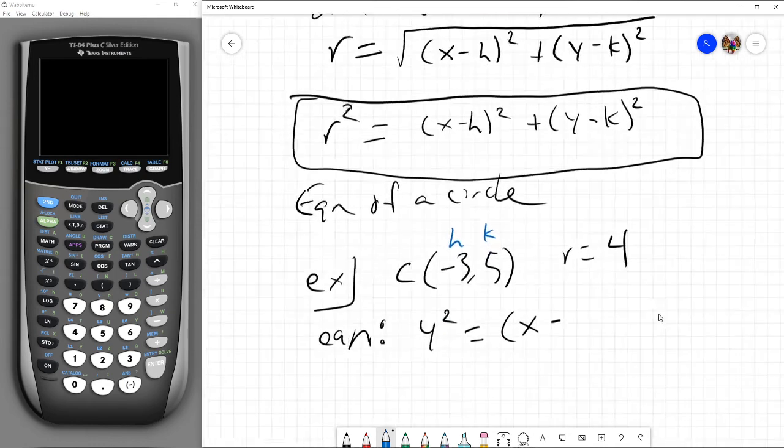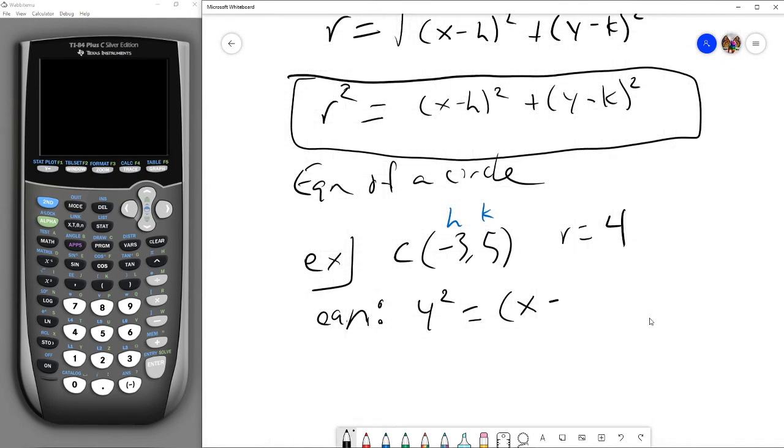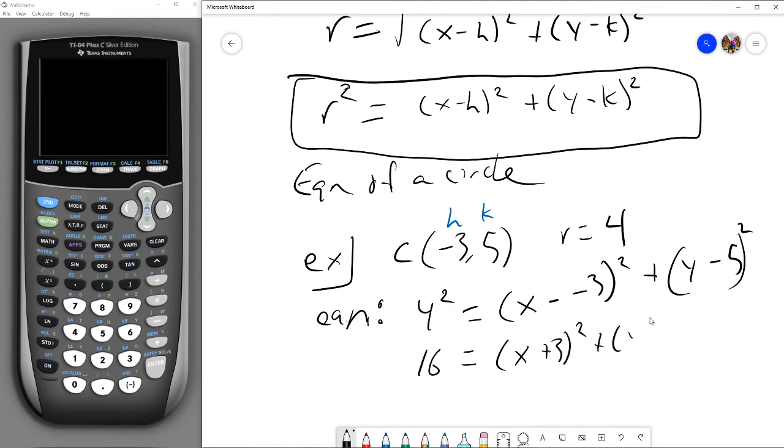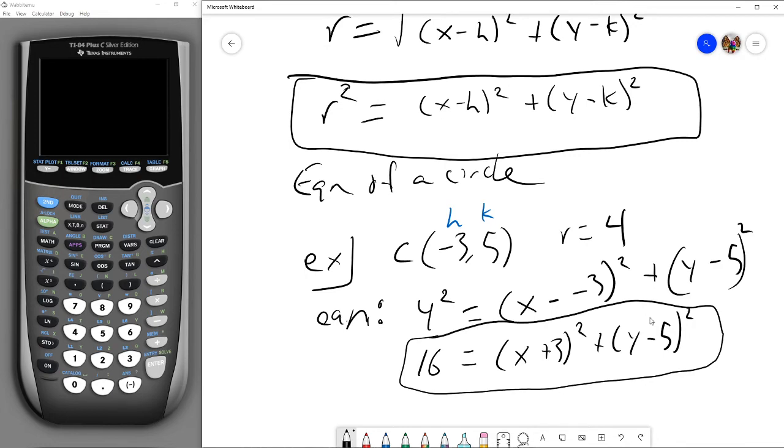So if we look at the picture here, we are making use of these two values. That's our h, k. So that's why we're going to have x minus -3 quantity squared plus y minus 5 quantity squared. So 4 squared is 16, and then x minus -3 is positive, so x plus 3 quantity squared plus y minus 5 quantity squared. So this would be the equation of our circle. This would be our answer if this is what we were asked to find, which indeed was our example.